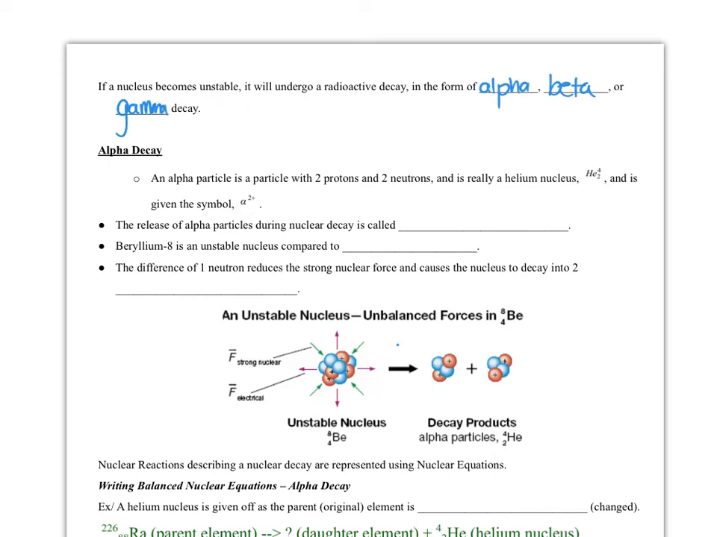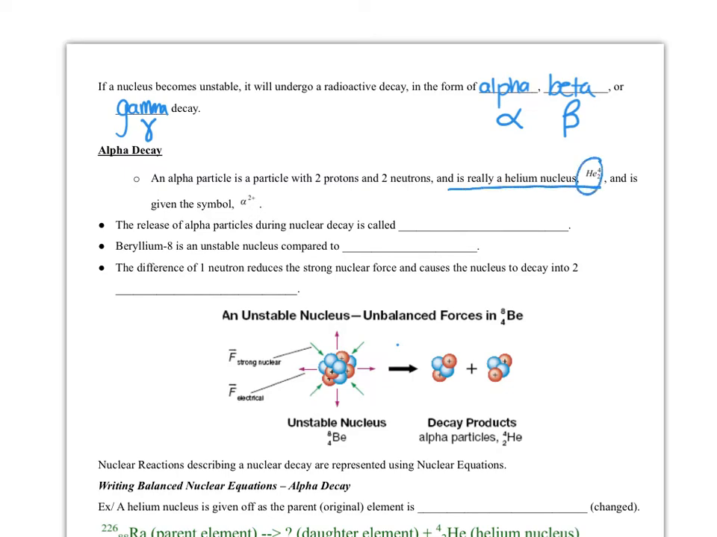These symbols are from the Greek alphabet. So alpha looks like a little fish, beta is a bee with a long tail, and gamma is a Y that's been crossed over. So we'll start with alpha decay. In alpha decay, an alpha particle, which is a particle with 2 protons and 2 neutrons, is given off. Something with 2 protons and 2 neutrons is really a helium nucleus.